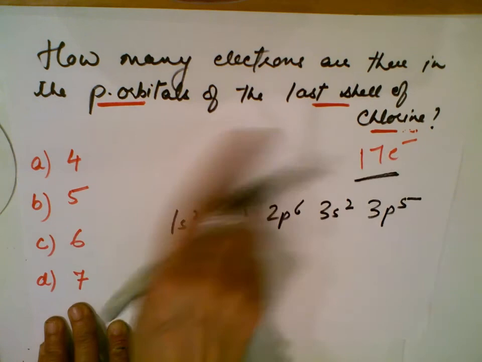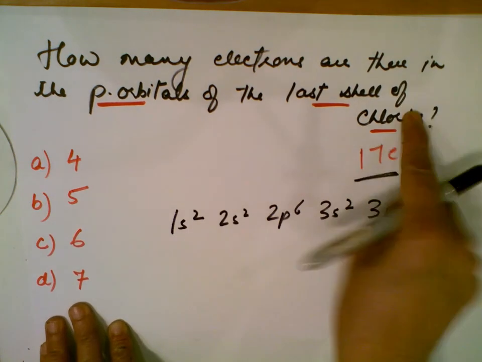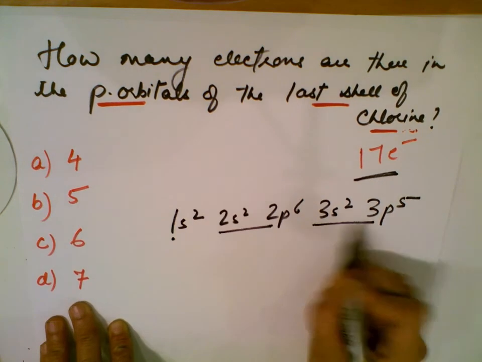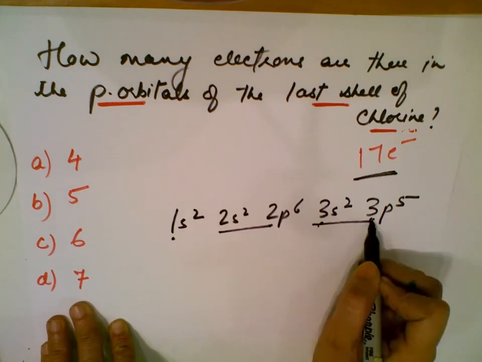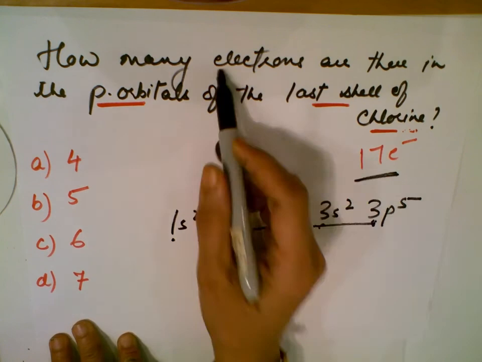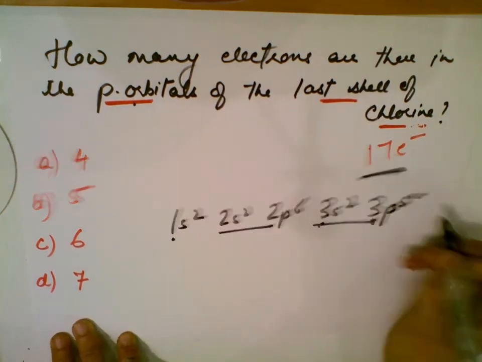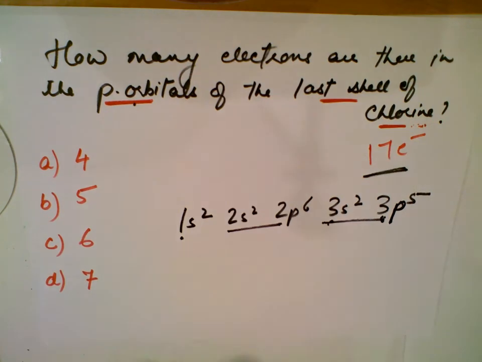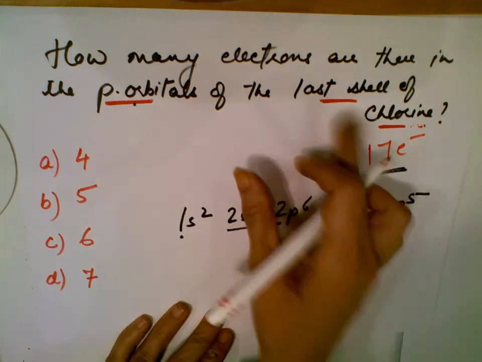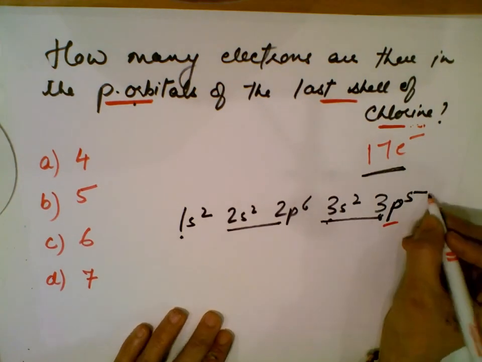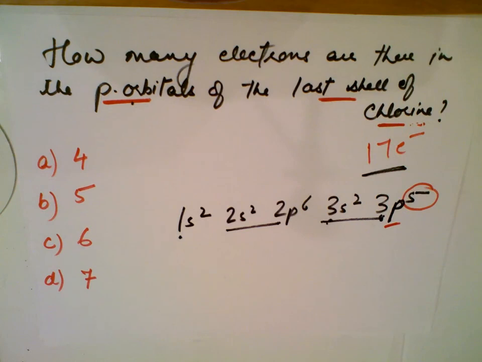My question is about the last shell of chlorine. This is the first shell, this is the second shell, and this is the last shell. So now I know which one is my last shell. They're asking how many electrons are in the p orbital of the last shell. This is my p. They're not asking about s, even though they said the last shell, but only the p orbital, and the p orbital has 5 electrons. So what's the answer? The answer is this one.